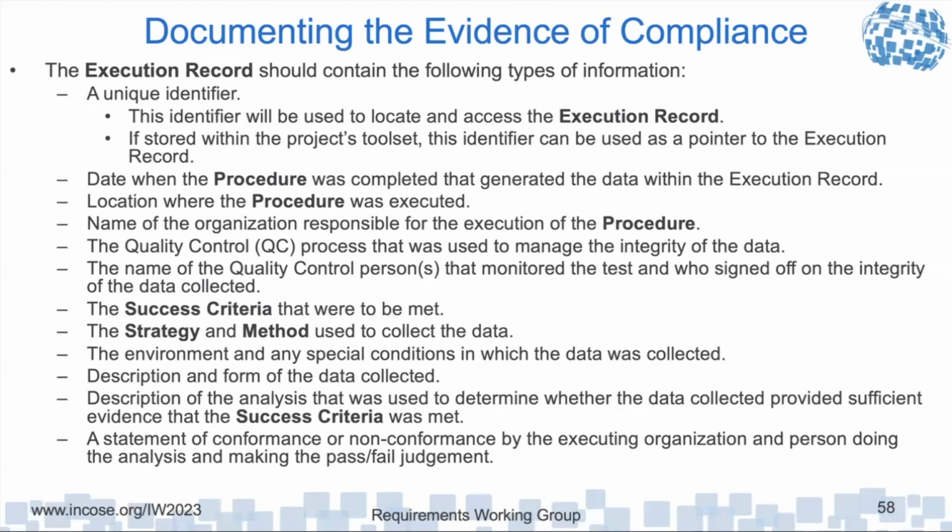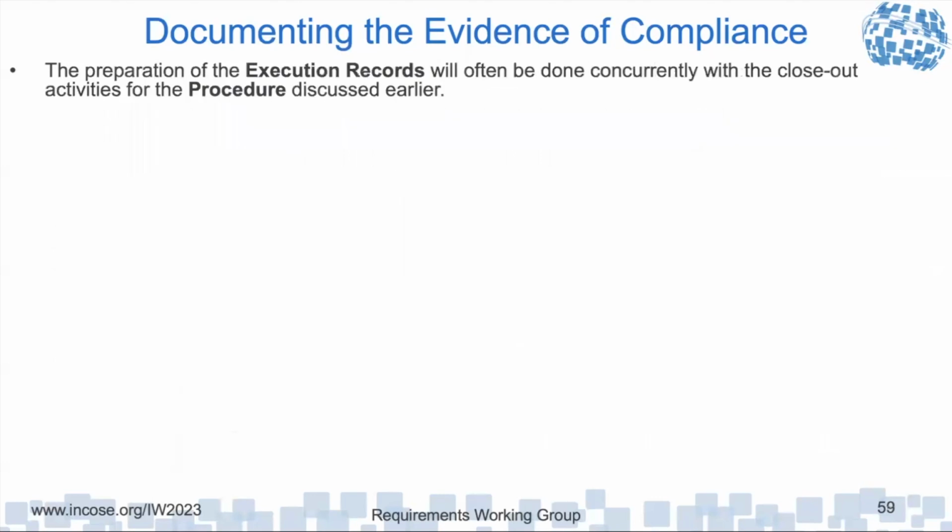When was the procedure completed? Where was it done? Who's the organization that did the procedure? What quality control processes were used to manage the integrity of the data collected? The name of the quality people involved in the test and signed off. What was the success criteria that was met? What strategy and method was used? The environment, any special conditions? The description and form of the data collected? The analysis that was done to determine whether the success criteria is met, and some statement of conformance or non-conformance by the executing organization and person doing the analysis and making the pass-fail judgment.